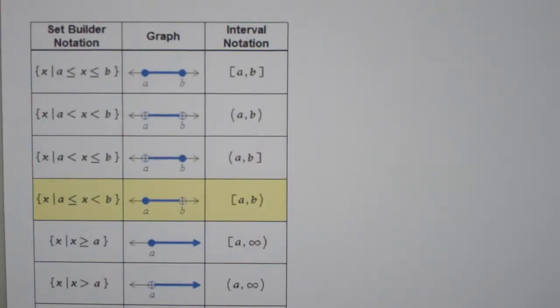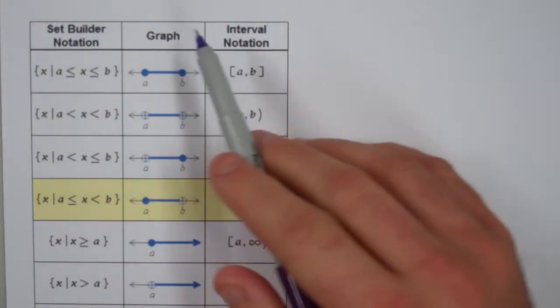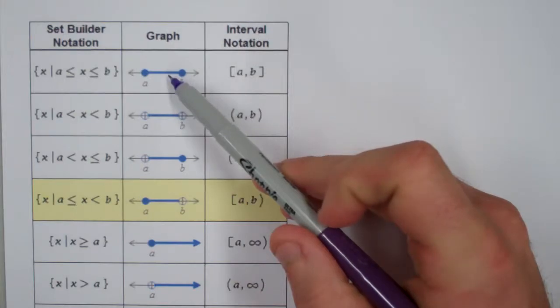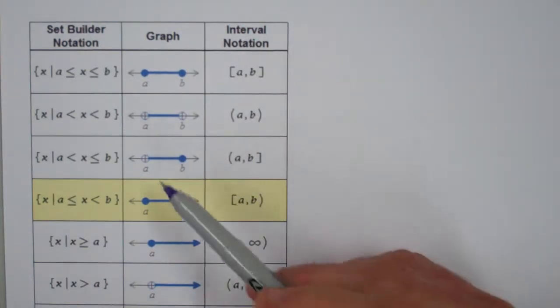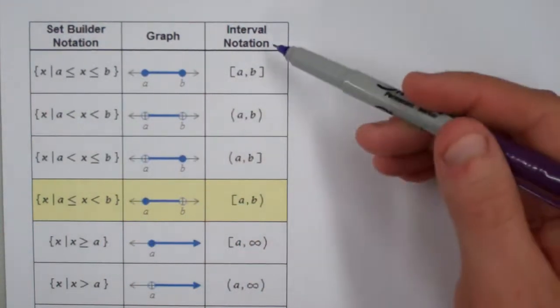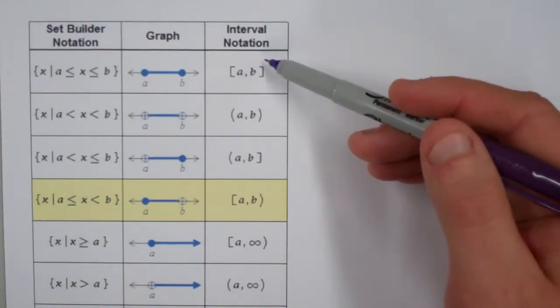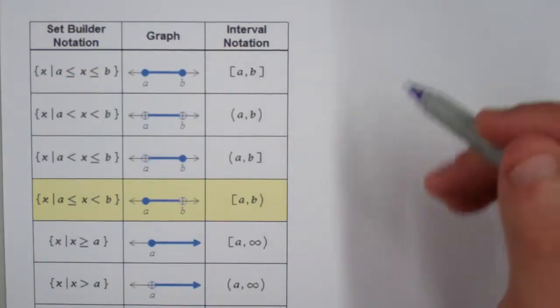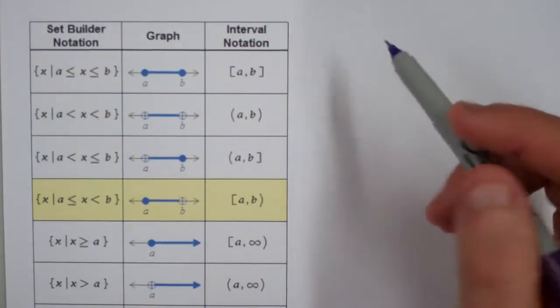In this concept video, we're going to be discussing set builder notation, which is on the left-hand side, and interval notation. The graph of each one of these is right here in the middle. So set builder notation and interval notation are just two different ways of writing a value or a range of values. We can actually use this for the domain and range.